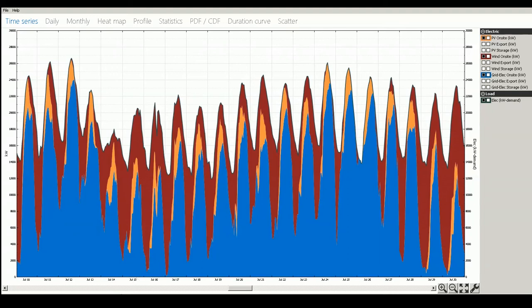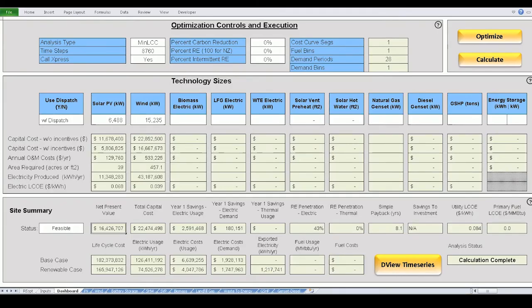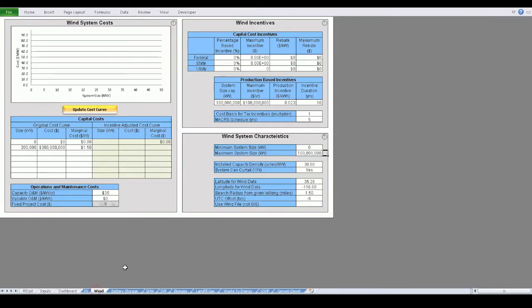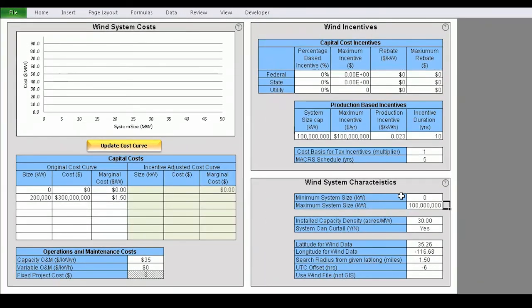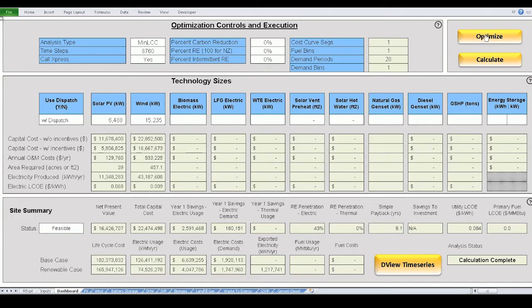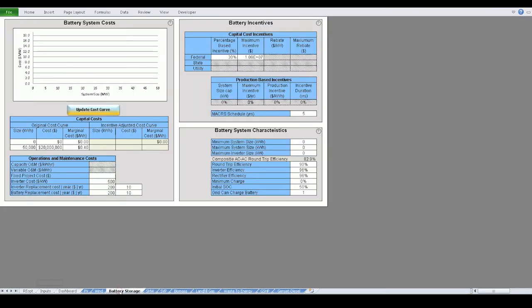After reviewing the initial recommendations, the site decides wind turbines are infeasible due to a nearby airport. So we take wind out of the technology option mix by setting the maximum wind size to 0 on the wind tab, and then rerun. Now we see that when wind is taken out of consideration, only PV shows up, but at a larger size. Now the client would like to explore opportunities for battery storage.